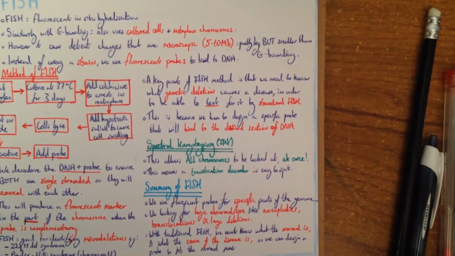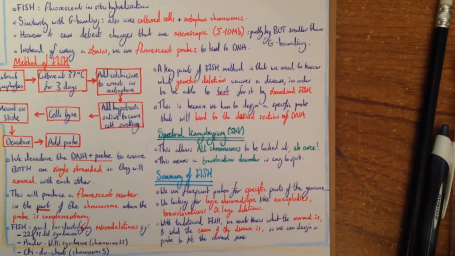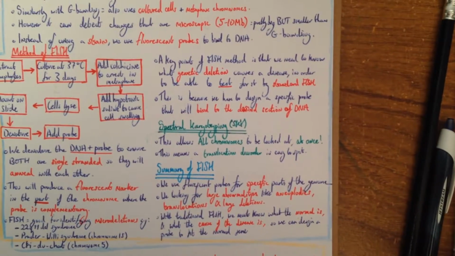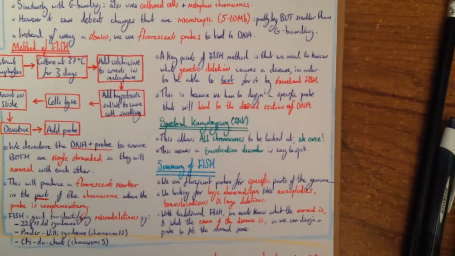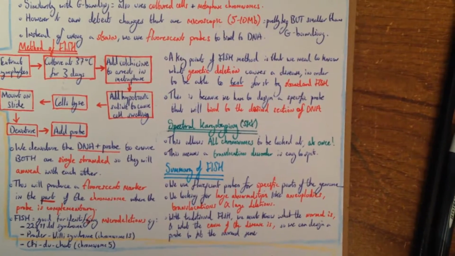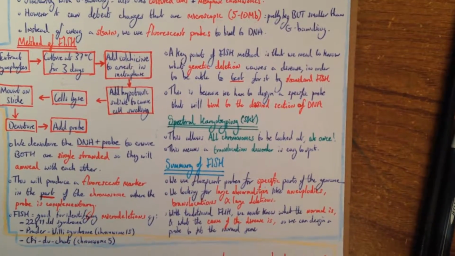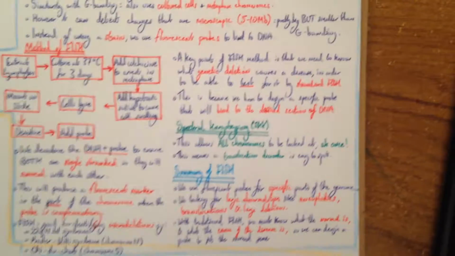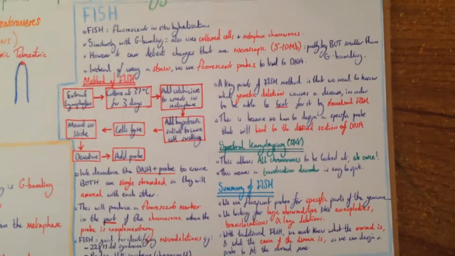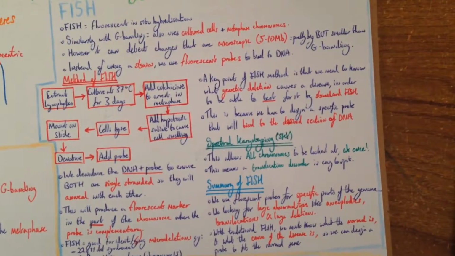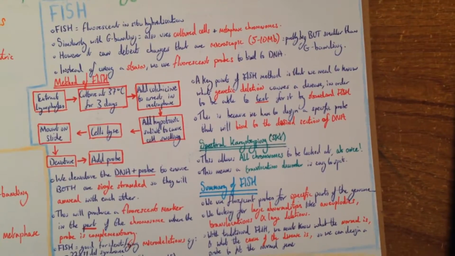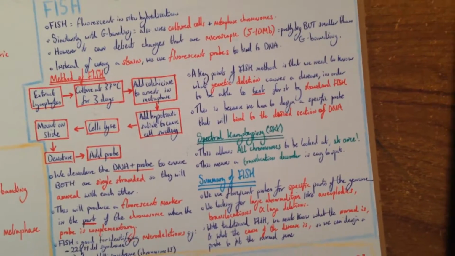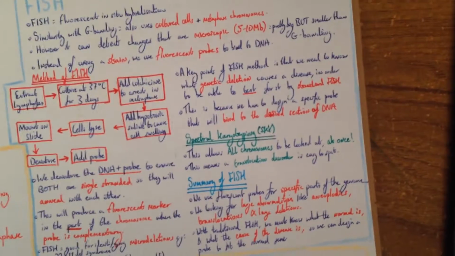A key point of the FISH method is that we need to know what genetic deletion causes a disease in order to be able to test for it by standard FISH. This is because we have to design a specific probe that will bind to the desired section of DNA. So those are just two main points. Basically, the key point of FISH is that we need to know what genetic deletion causes the disease in order to be able to test for it, and because we have to design a specific probe that will bind to the desired section of DNA.